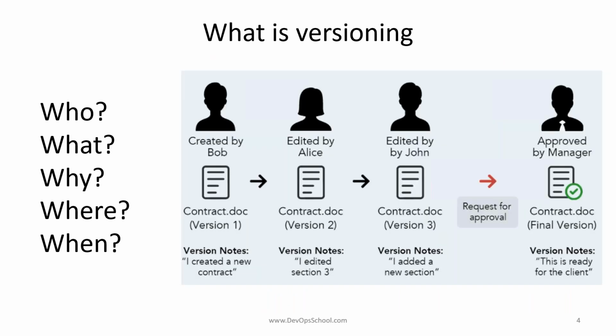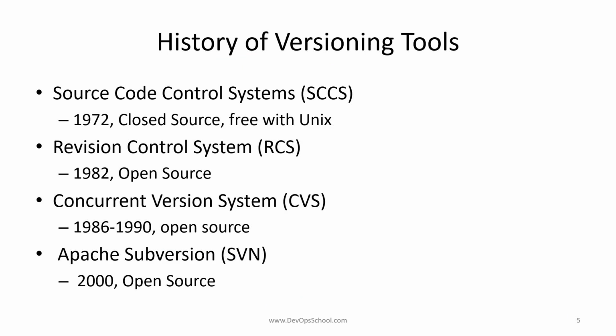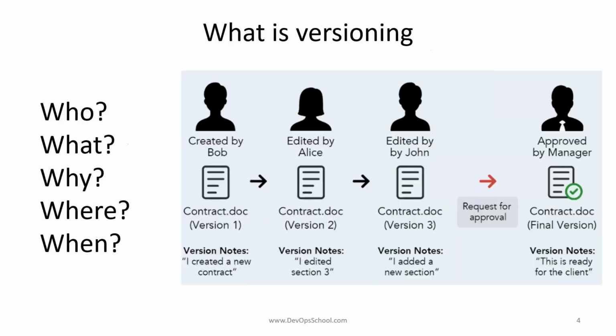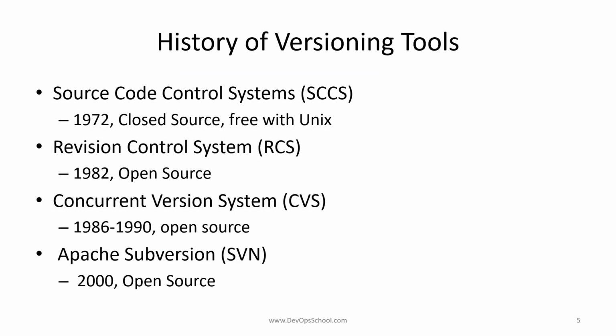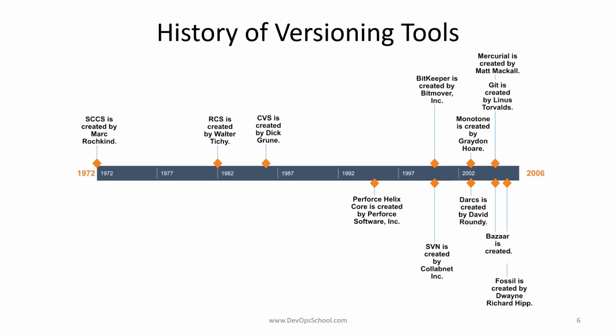So this is something which is done with the help of versioning tools. If you have questions like who, what, why, where, and when, then you get these features with the help of a versioning tool. Some of the versioning tools we had in the past include SCCS, RCS, CVS, SVN. Now, these tools we have used in the past, but today we are going to use Git.